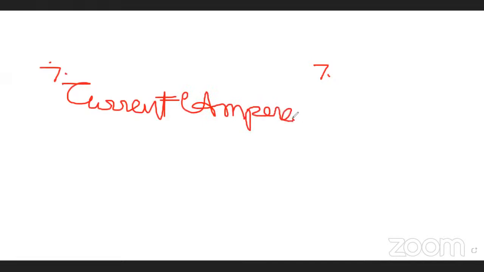Then seventh one is temperature, then current. Current is measured in ampere. The SI unit for current is ampere, represented by A.